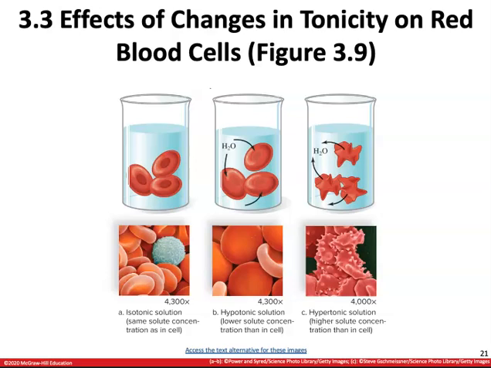Any solution with a greater concentration than 0.9% NaCl is hypertonic to red blood cells. Animal cells placed in such a solution will shrivel due to water loss. This process is referred to as crenation in red blood cells. Plant cells placed in a hypertonic solution will experience plasmolysis, or the shrinking of the cytoplasm away from the cell wall.